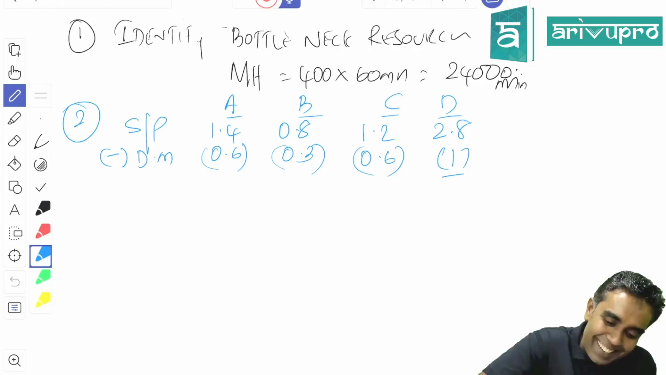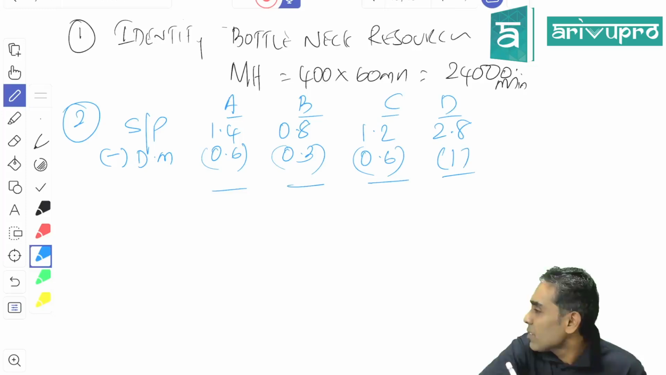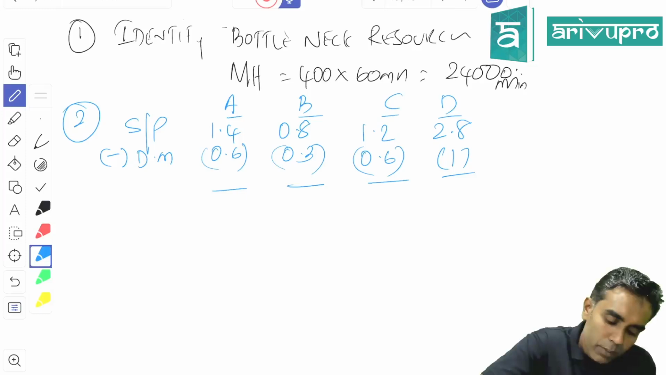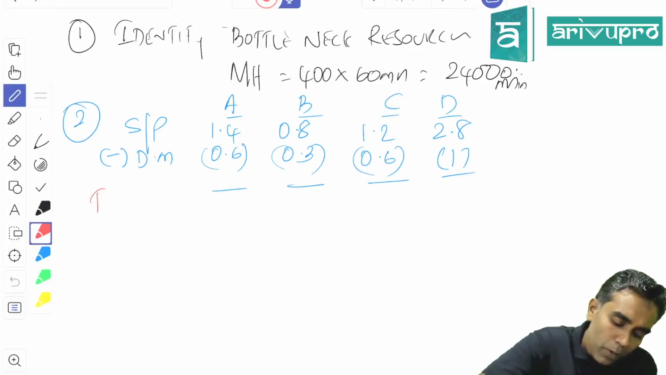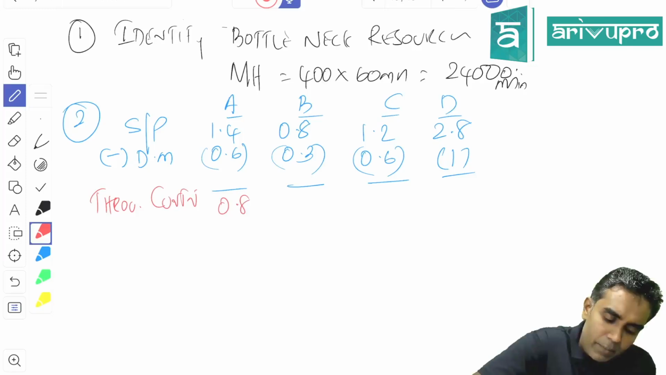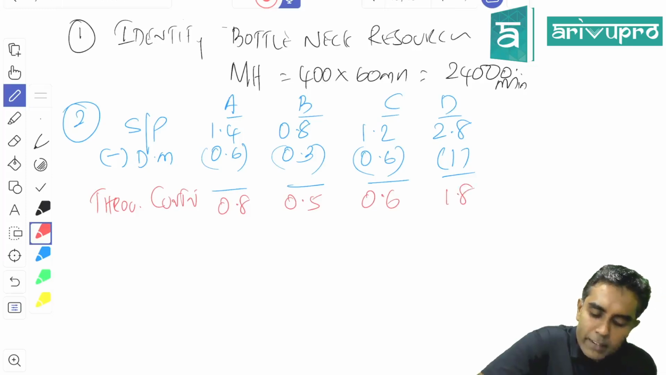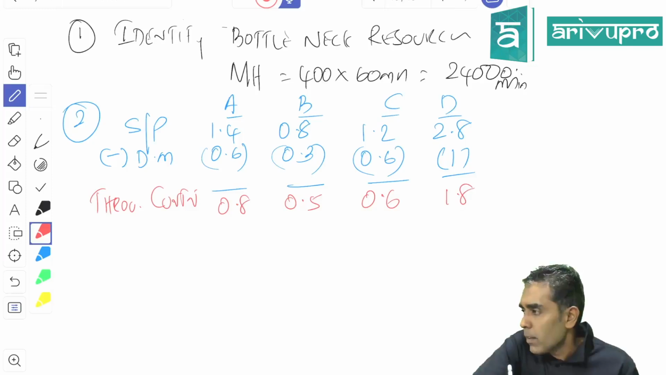Let's get the throughput contribution. Please clearly state it as throughput contribution, not just contribution. Here 0.8, here 0.5, here 0.6. This is 1.8. Correct me if I'm wrong.